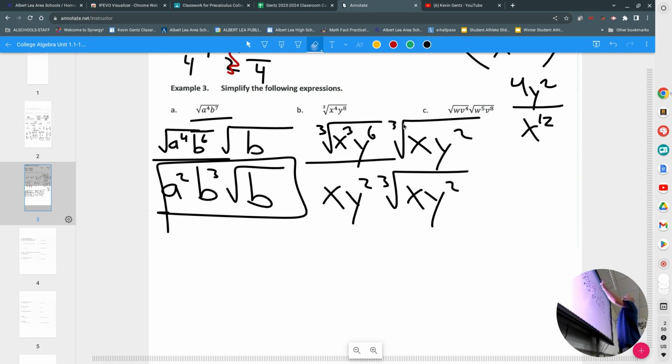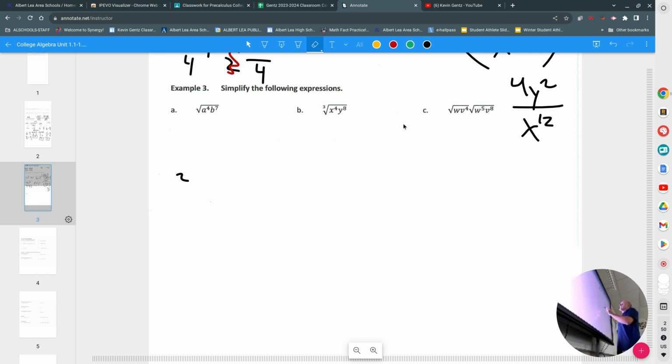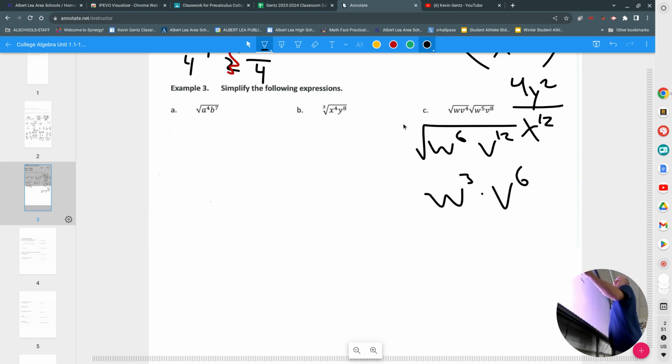Our last example for the day. Sometimes as you're simplifying radicals, the easiest thing to do is simply multiply the two radicals together and see what you get. So in this situation, you've got w v to the 4th and w to the 5th v to the 8th. When I multiply those together, I get w to what? 6th and v to the 12th. Well, those are both perfect squares. So this simplifies quite easily to w to the 3rd times v to the 6th. And that's your result.